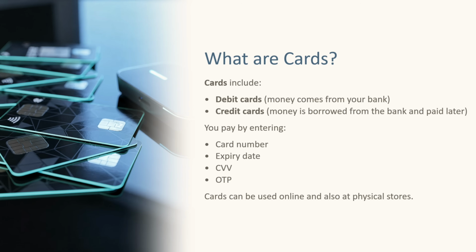Now we will see what are cards. Cards include debit cards and credit cards. In case of debit cards, money comes from your bank. In case of credit cards, money is borrowed from the bank and paid later. You pay by entering card number, expiry date, CVV, and OTP. Cards can be used online and also at physical stores.